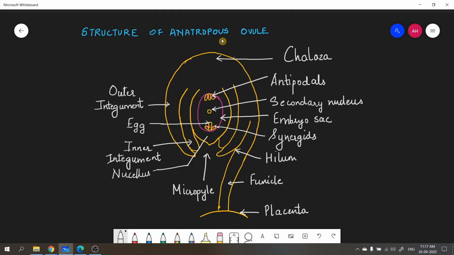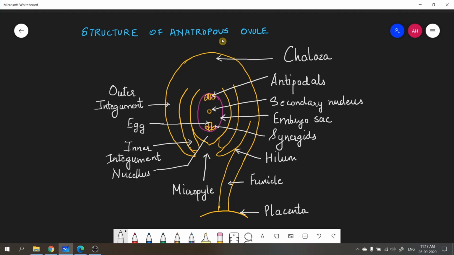So in most of the books, you will find the word anatropous. So anatropous is the type of ovule which is most commonly seen in the angiosperms. There is also another type of ovule called as orthotropous, and there are several more types of ovules. But anatropous ovule is the most common type, and hence it is included in your syllabus.